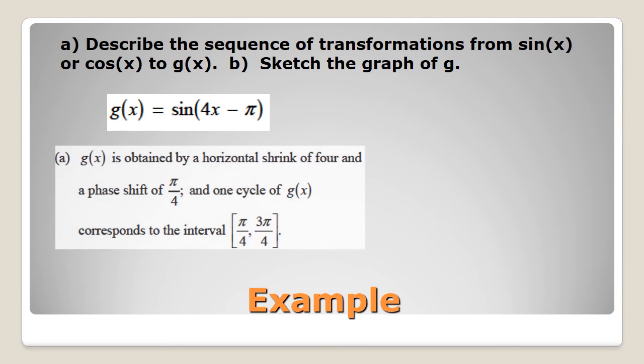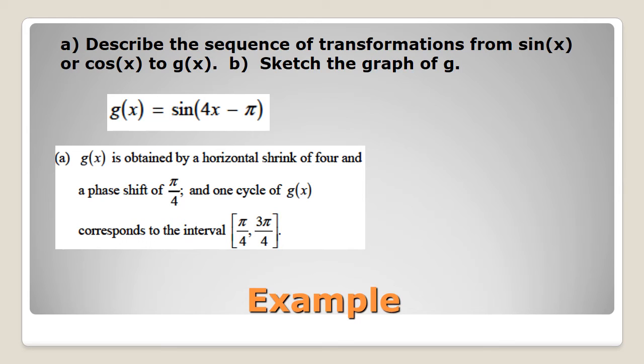Okay, so g of x is obtained by a horizontal shrink of 4 and a phase shift of pi over 4. Remember, the number in front of the x affects the period. In this case, the original period was 2 pi. This one is going to be 2 pi over 4, so pi over 2 is going to be the period. It's a horizontal shrink, in other words, it's going to be scrunched into a smaller space.